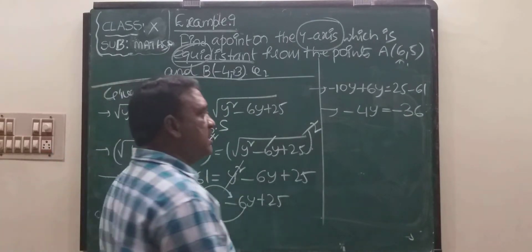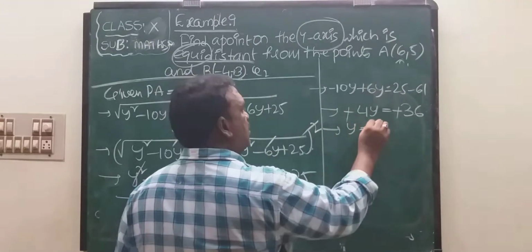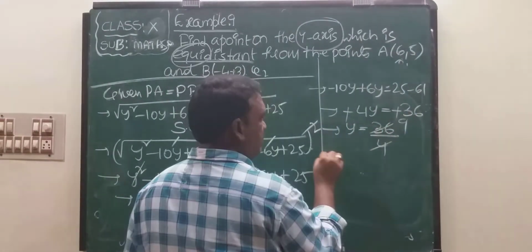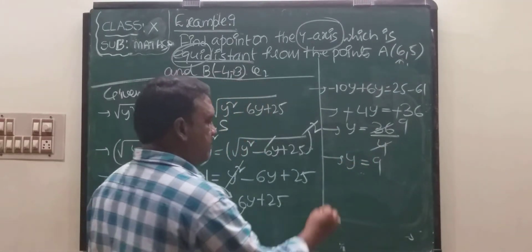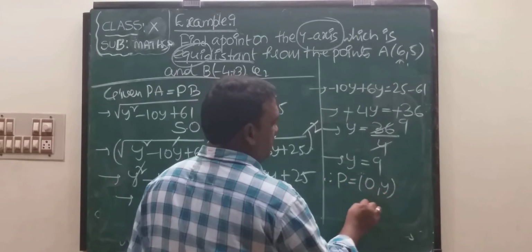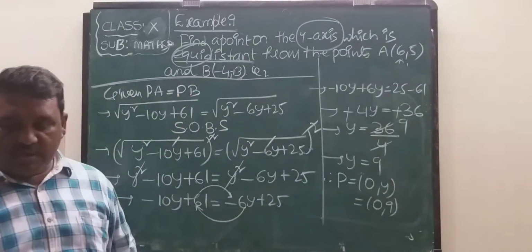Minus 4y equal to minus 36. Minus minus cancel. y equal to 36 by 4. 4 how many times? 9 times. So y equal to 9. y value 9. Therefore P equal to (0, 9). So that is example 9.